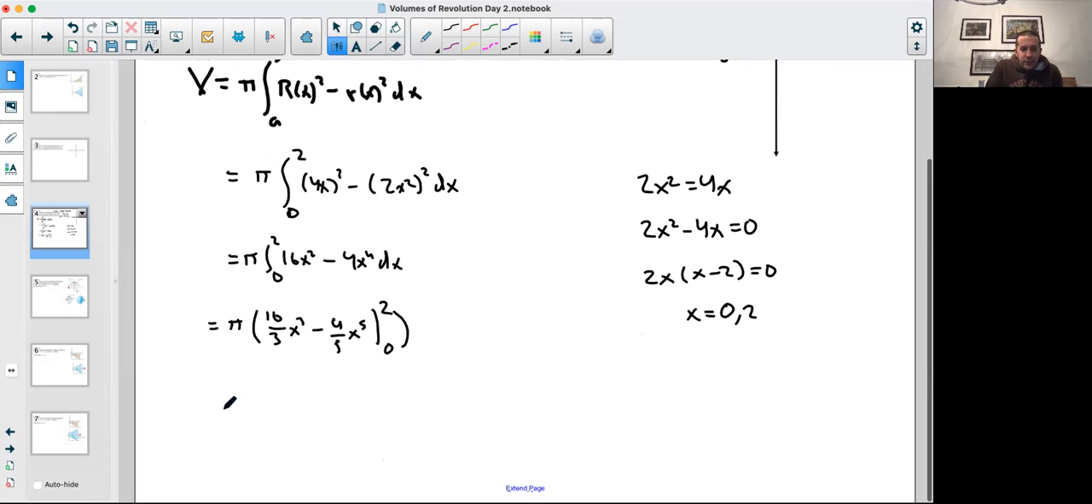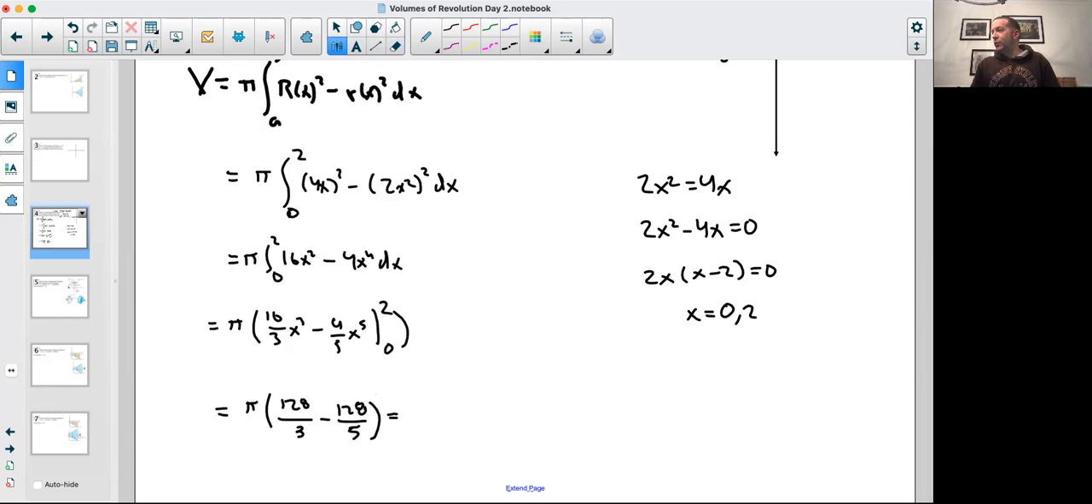The 0 is just going to give me zeros. So I got pi times, let's see, 2 cubed is 8. 8 times 16 is 128. Yeah, 128 over 3 minus 2 to the fifth is 32, 4 times 32 is another 128. Minus 128 over 5. And that's a fraction, which you could figure out in your calculator, or you could just leave an answer like this if you wanted to.